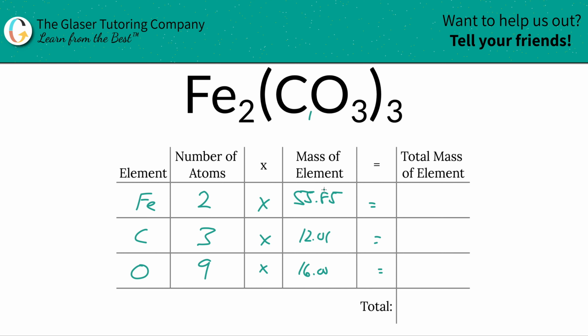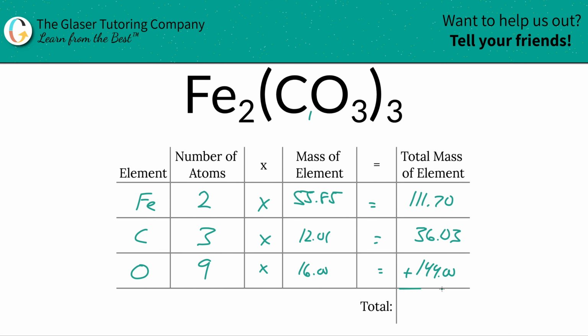Then we're simply going to take those values here and multiply them across to find the total mass of that particular element. So for iron, it's about 170. The total mass of carbon here is going to be about 36.03. And then for oxygen, it's just 9 times 16, which should work out to be about 144.